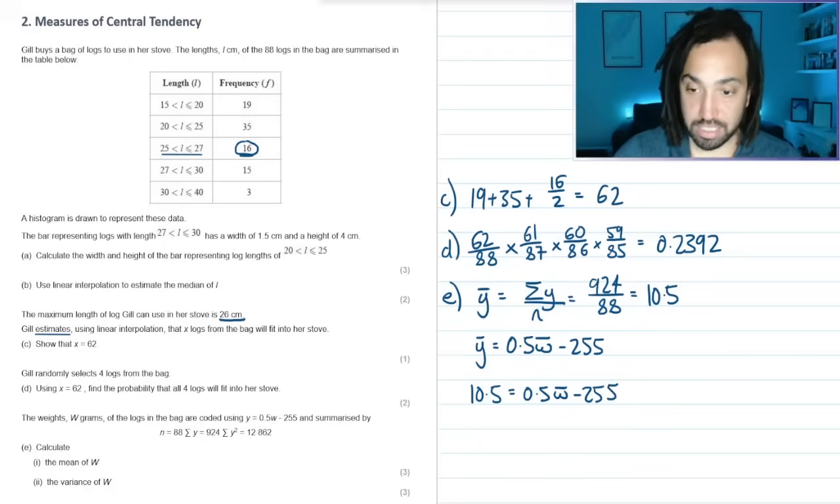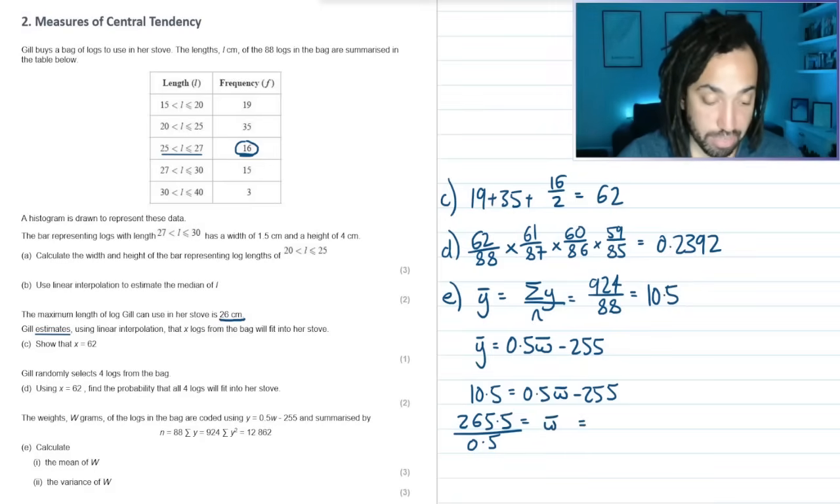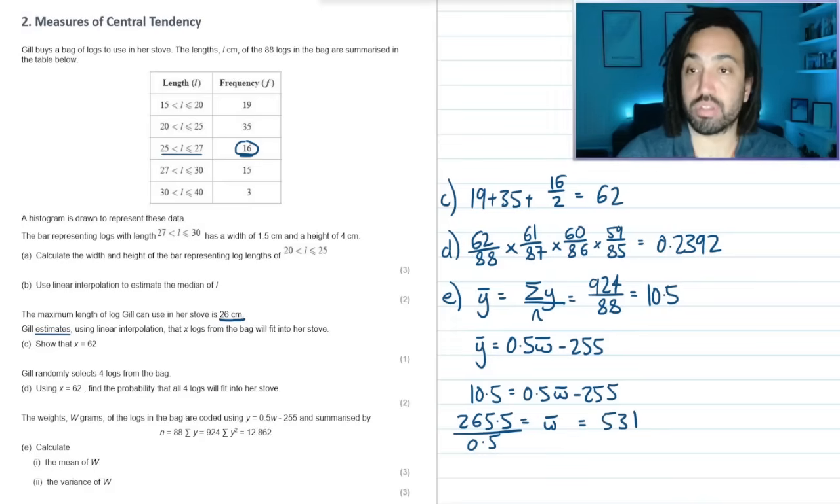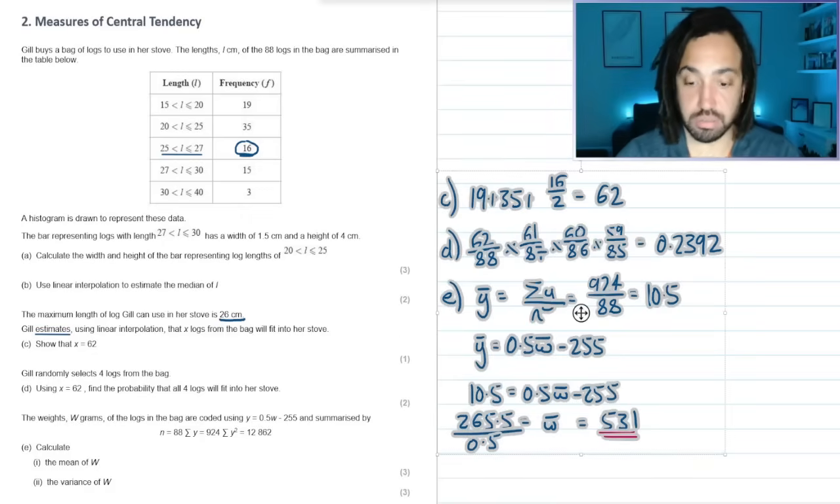So I'm going to add 255, which is going to give me 265.5, and then I'm going to divide through by that 0.5 to rearrange for w, and that gives me a value of 531. Perfect. Okay.